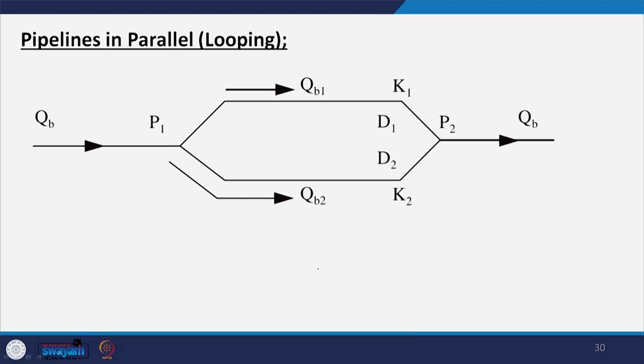So we need to consider that two different pipes are connected in parallel, as shown in this figure, QB, P1, QB1, QB2, and these are the two pipelines, K1 and K2, D1 and D2, and P2 is the outlet. So the governing equation for pressure drop for each segment will be represented as P1 square minus P2 square is equal to K1 QB1 to the power n. Now P2 square minus P3 square is equal to K2 QB2 to the power n, where QB1 plus QB2 is equal to QB, and generally P1 square minus P2 square is equal to K QB to the power n.